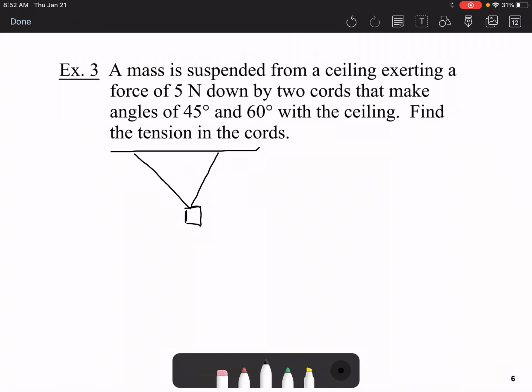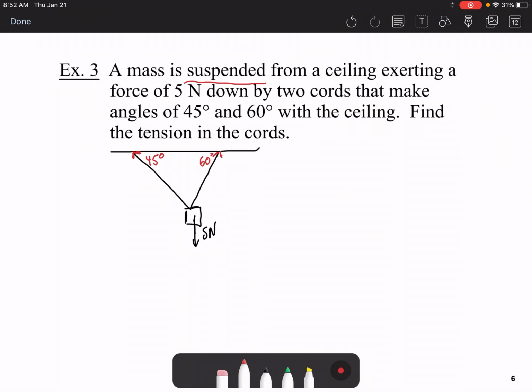So there's some kind of box or mass being suspended, and from this mass, you're exerting a force of 5 newtons downwards. The tension in the chords go into the ceiling because it's holding it in place. It's suspended. Let's say this is the 60 degrees and this one is the 45 degrees.